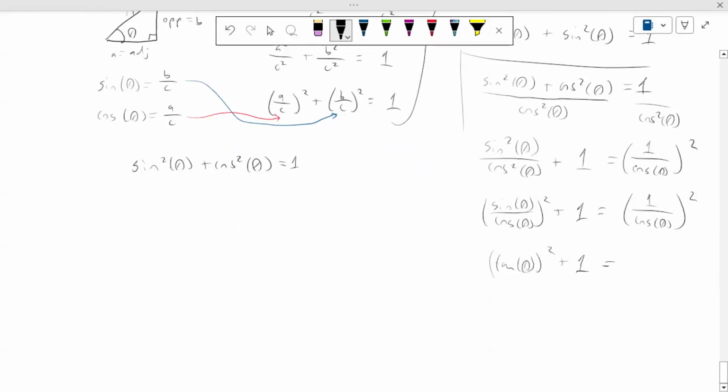We have a reciprocal identity for this. 1 over cosine of theta is the same thing as secant of theta. So we have tangent of theta quantity squared plus 1 is equal to secant of theta quantity squared, right? And we use our shorthand notation now, and we get that tangent squared of theta plus 1 is equal to secant squared of theta, which is your second Pythagorean identity there. And it's usually written as 1 plus tangent squared of theta equals secant squared of theta. But of course, addition's commutative, so it doesn't really matter which comes first, right?